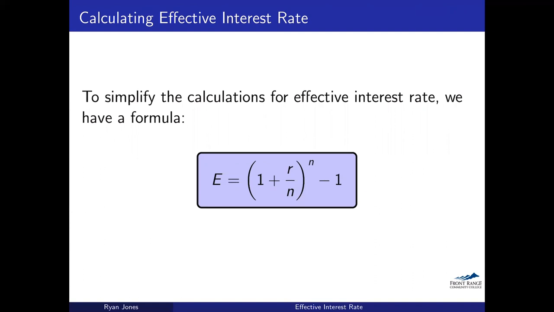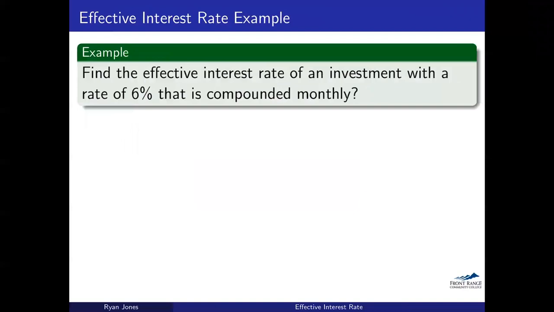So let's go ahead and use this formula. Copy this over. We're going to do an example just using this formula. We'll see how much easier it actually is. So find the effective interest rate of an investment with a rate of 6% that is compounded monthly. So you walk into a bank, they say, hey, thanks for giving us your money. We're going to give you a 6% interest rate, and that's compounded monthly.